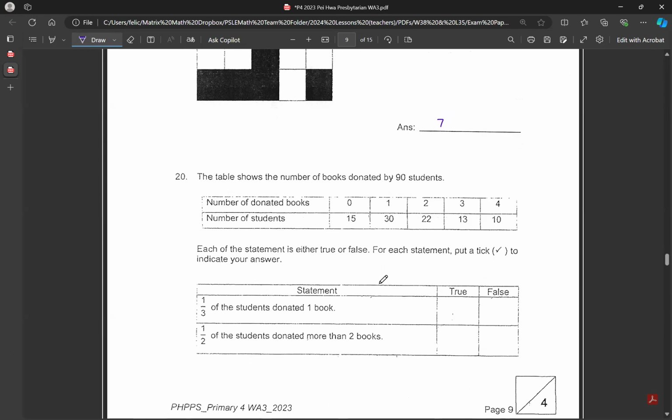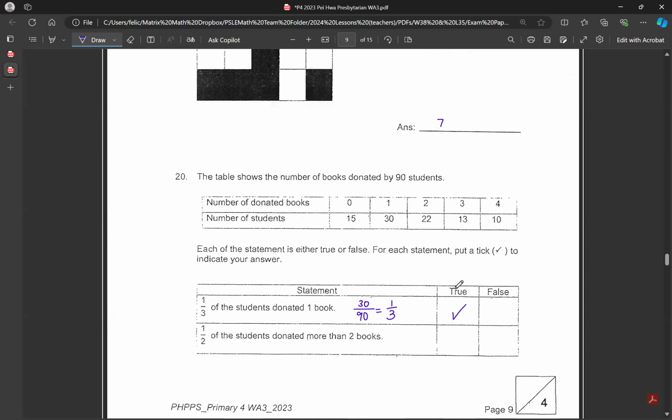Okay, next, the table shows the books donated by 90 students. So all these numbers at the bottom row add up to 90. Now, you need to pick true or false. So 1/3 of the students donated 1 book. Okay, so let's see, those who donated 1 book, there are 30 people who donated 1 book. So 30 people out of 90 people donated 1 book. So let's simplify this. Cancel, cancel the 0, it becomes 3/9. 3/9 is actually 1/3. So that means this statement is true.